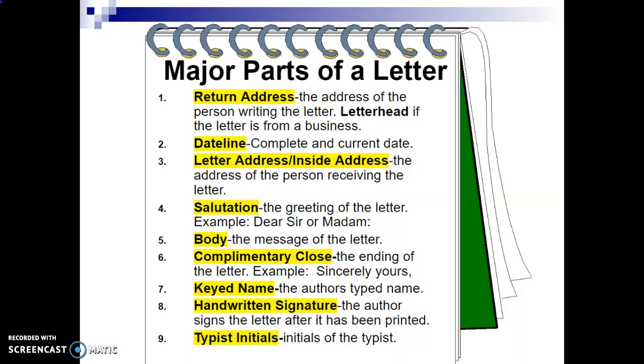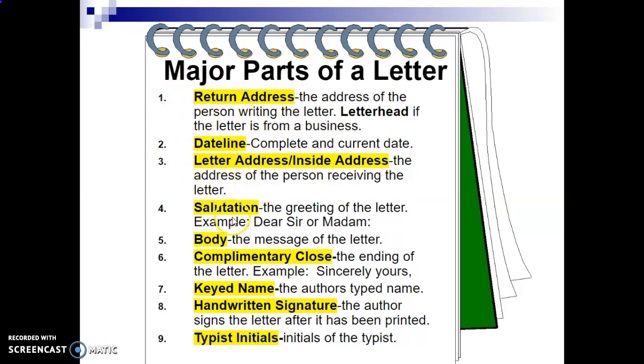The date line, which is the current date. The letter address or the inside address. This is the address of the person receiving the letter. These two are often confused: the return address and the letter address. The return address is who it's from, and the letter address is who it's to.